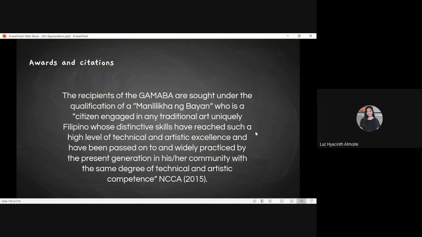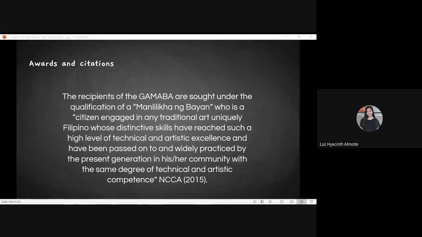The recipients of the GAMABA are sought under the qualification of a manlilikha ng bayan who is a citizen engaged in any traditional art uniquely Filipino whose distinctive skills have reached such a high level of technical and artistic excellence and have been passed on to and widely practiced by the present generation. His or her artistic competence.